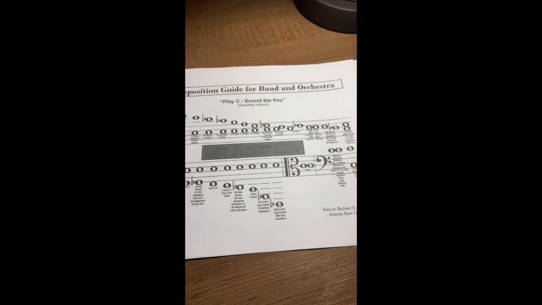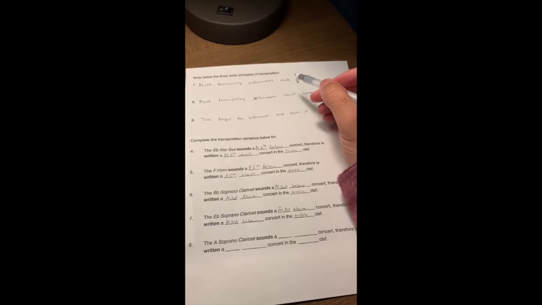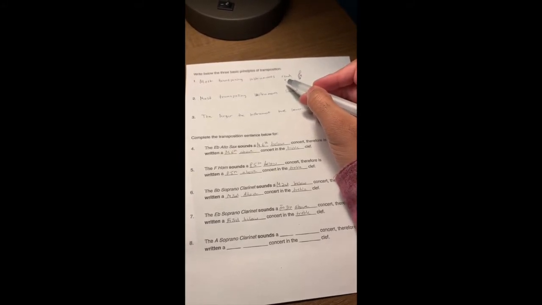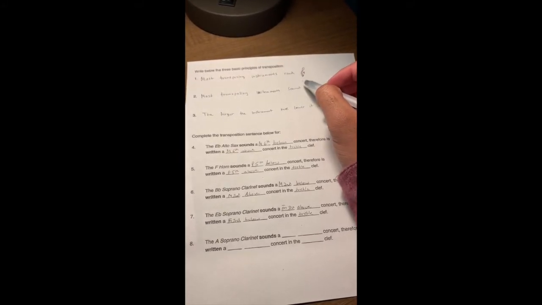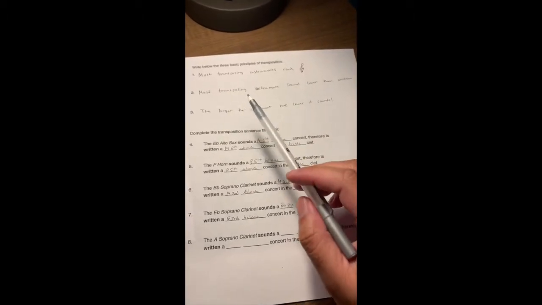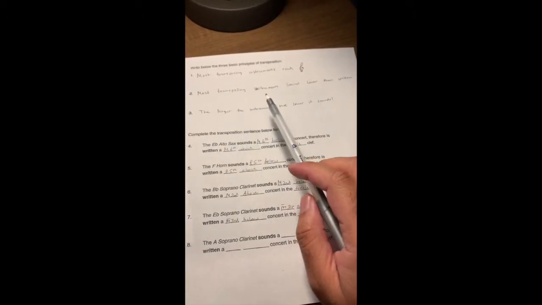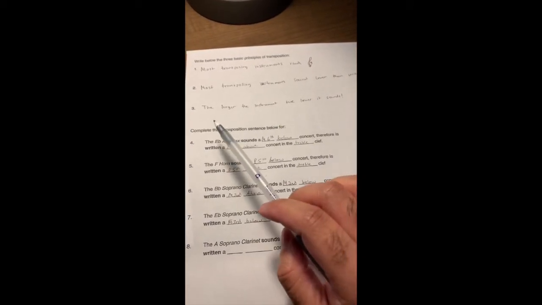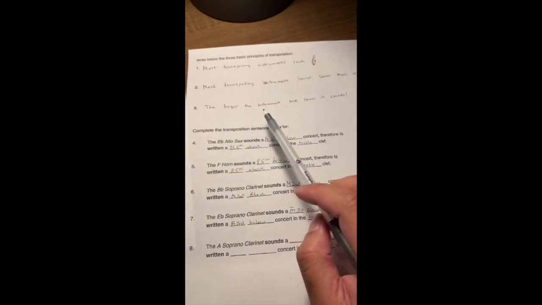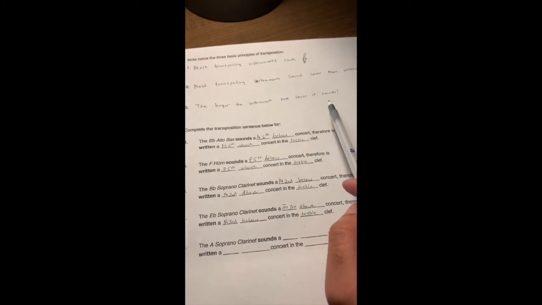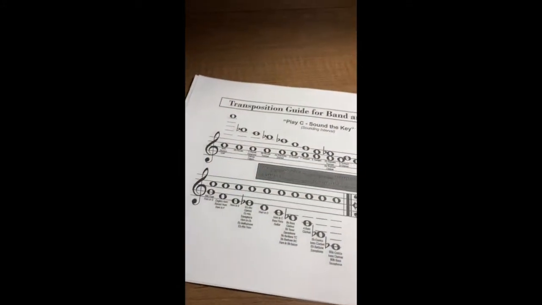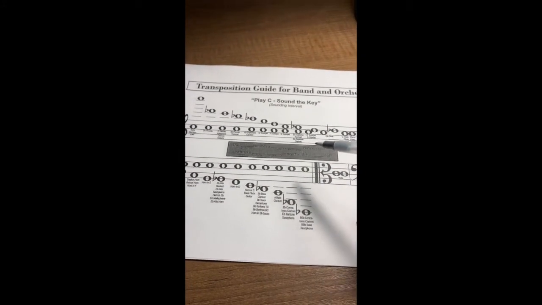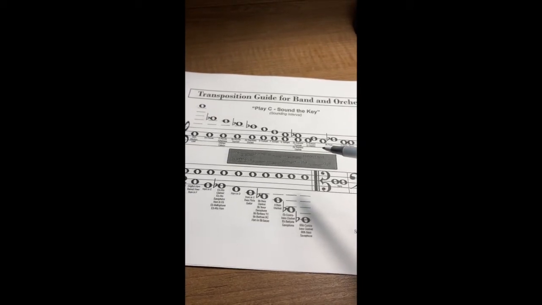First off, we're going to start off with the three basic principles of transposition. The first is that most transposing instruments read in the treble clef. The second is that most transposing instruments sound lower than written. The third is that the larger the instrument, the lower it sounds. By looking at our transposition chart, you can see how these rules apply.